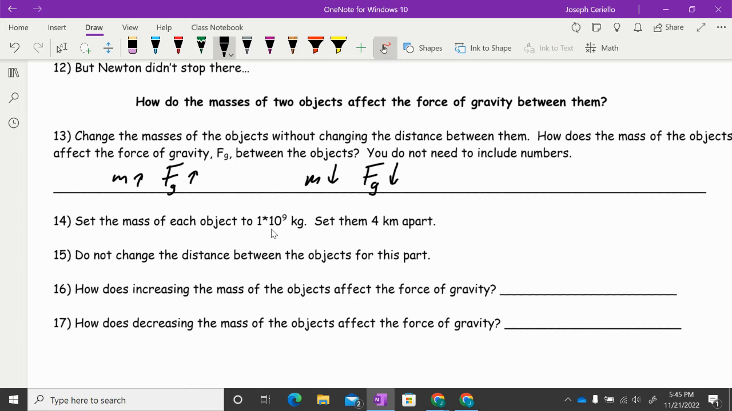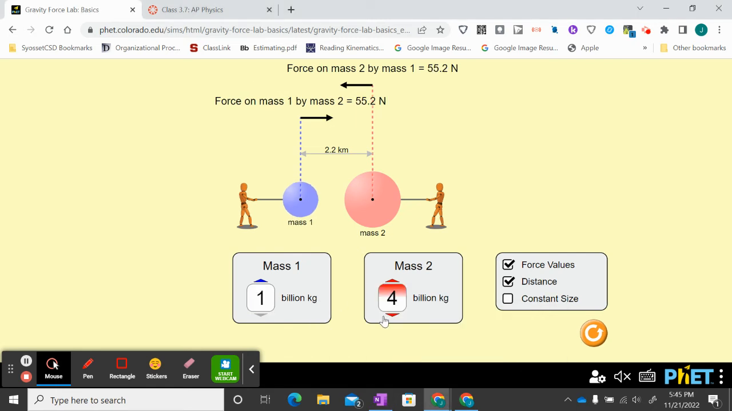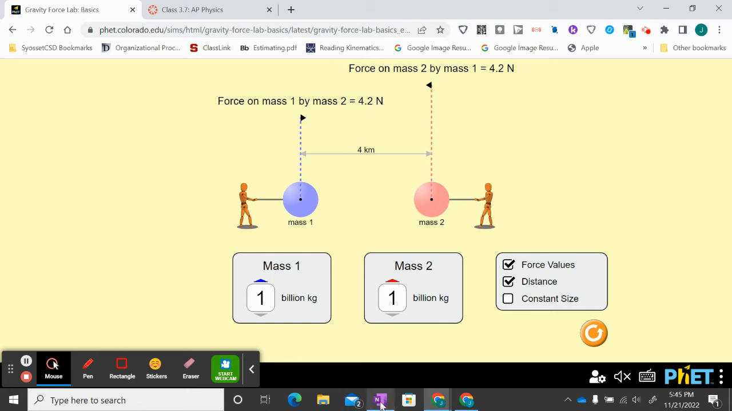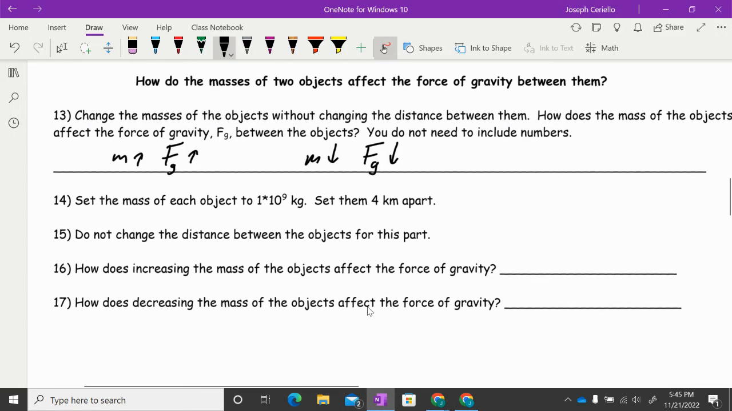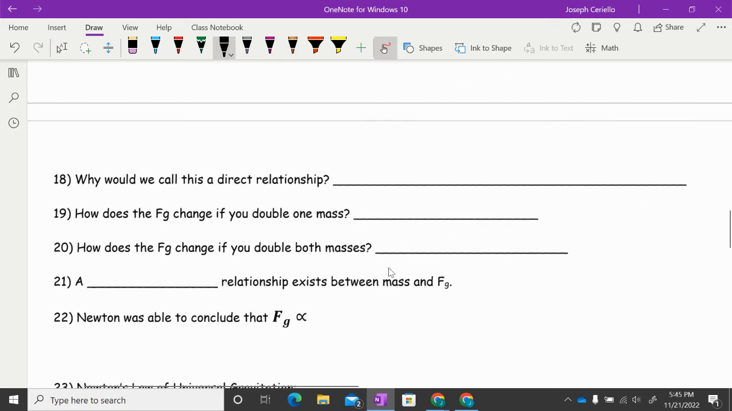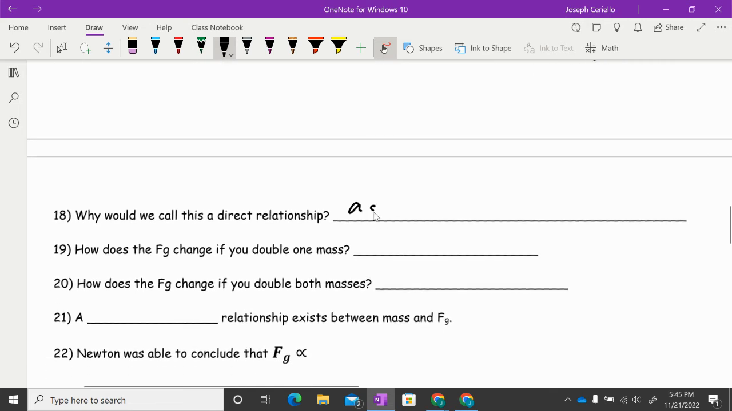So let's set them to be 1 billion kilograms and 4 kilometers apart. So don't change the distance for this part. So how does increasing the mass affect the force of gravity? The force of gravity is going to go up. So m goes up, force of gravity goes up, m goes down, force of gravity goes down. We already said that. So why do we call this a direct relationship? Well, as one goes up, the other goes up.